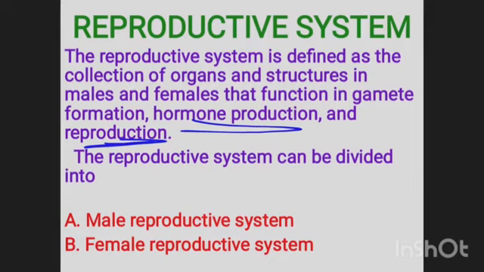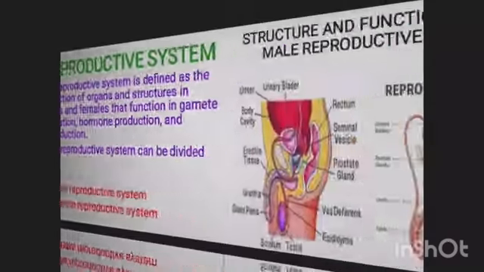All right. And this reproductive system can be divided into the male reproductive system and the female reproductive system. All right. So let's move on to the next slide.